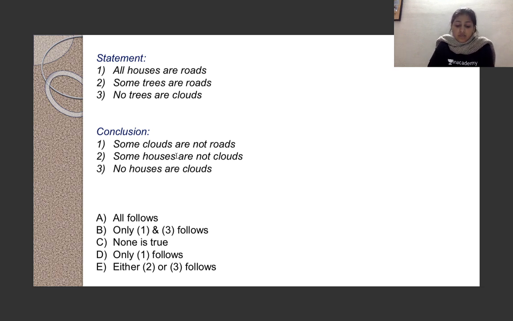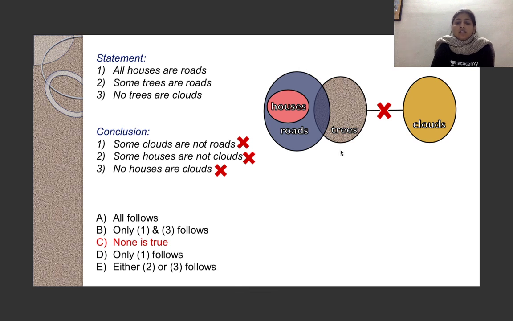Okay, all houses are roads. Some trees are roads, no trees are clouds. So this is how the diagram will look like. Some clouds are not roads. That's not true. If it was the other way around, if it was some roads are not clouds, it would have been true, because we can see that this some part of roads is negatively related to clouds. But some clouds are not roads, it's not true.